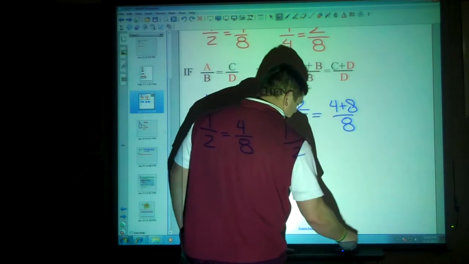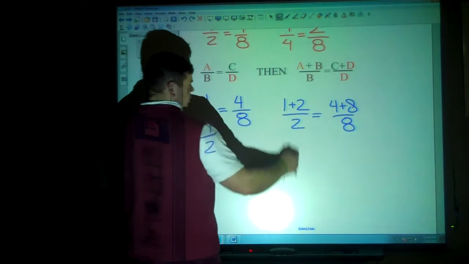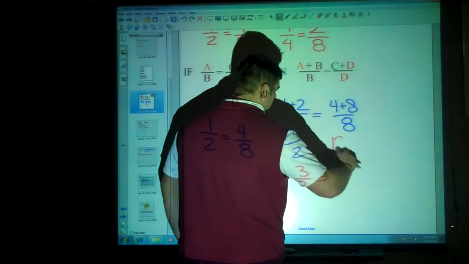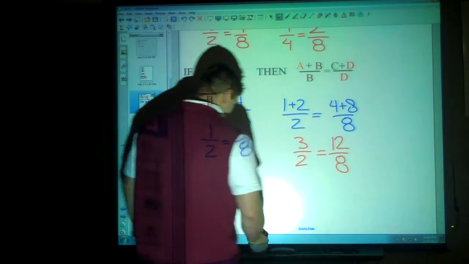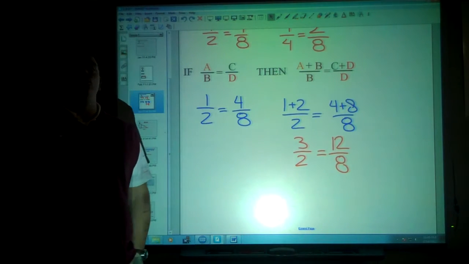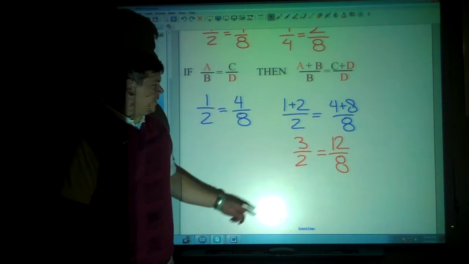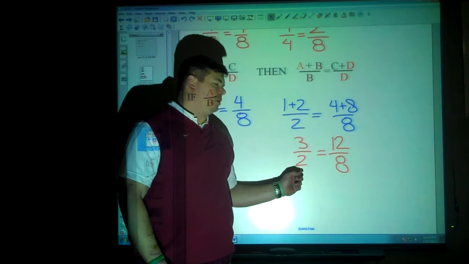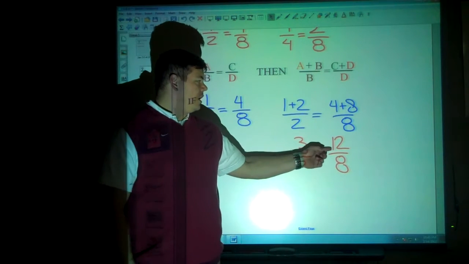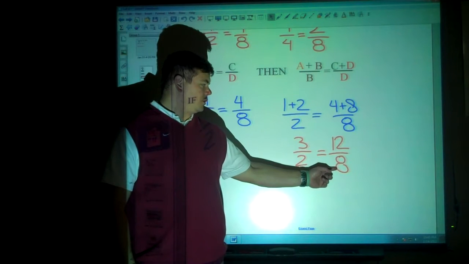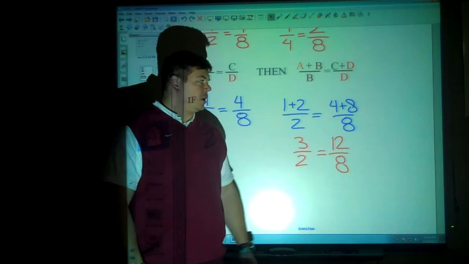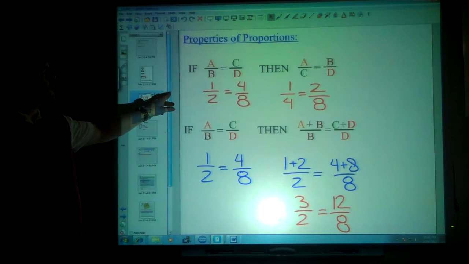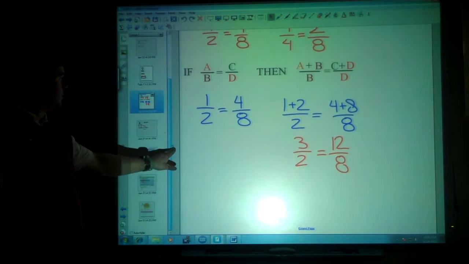Now that might not be easy to see, so let's simplify it. 1 plus 2 is 3. That makes 3 over 2. And 4 plus 8 is 12. You can always tell if two fractions are equal if you multiply the means and extremes. 3 times 8, 24. 12 times 2, 24. Also, 4 goes into this 3 times and 4 goes into this 2 times, so that makes the fraction 3 over 2. So again, this proves that both of these properties work involving fractions.